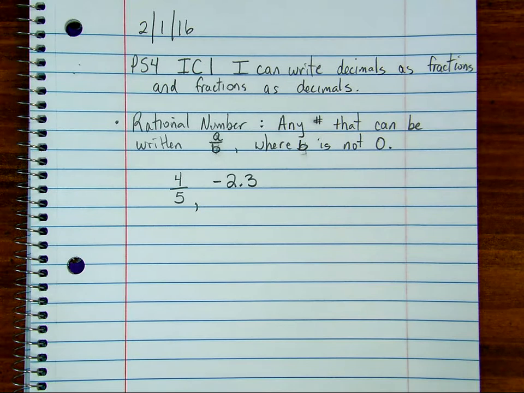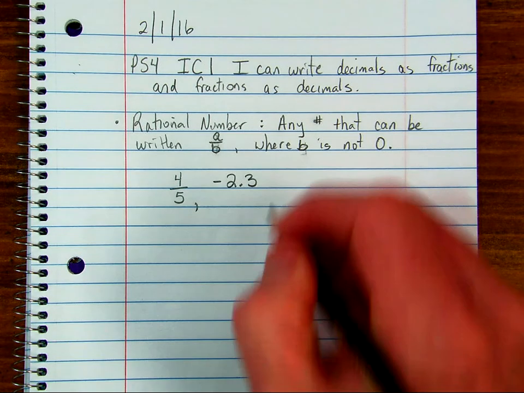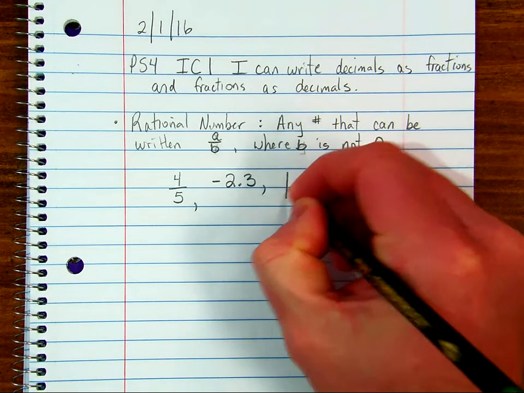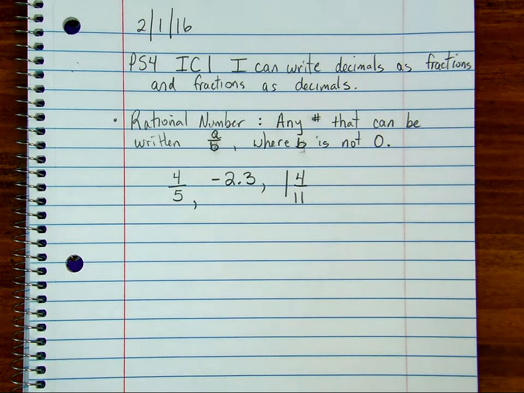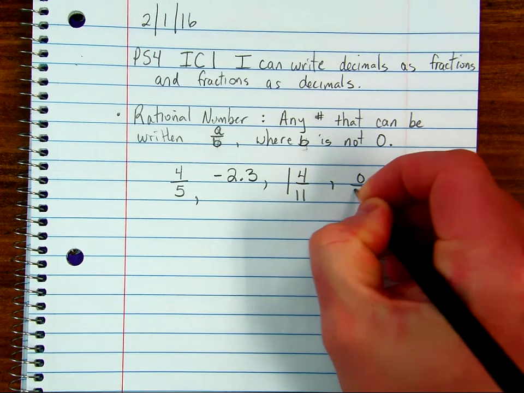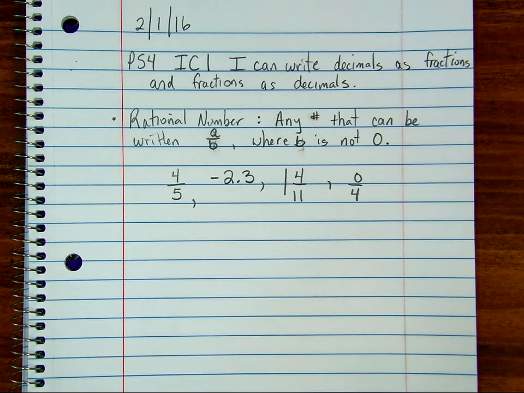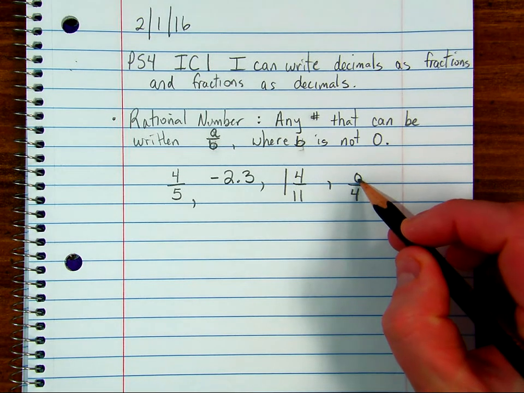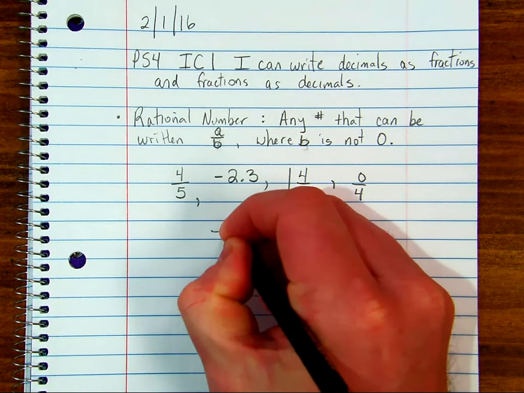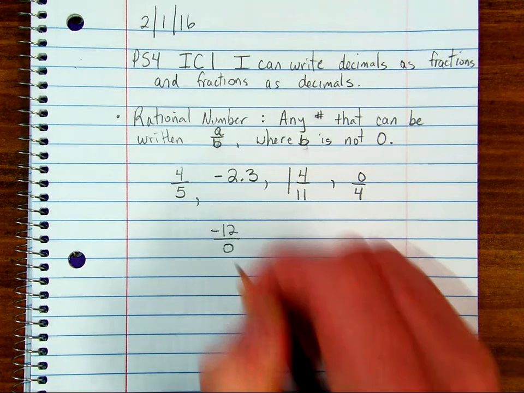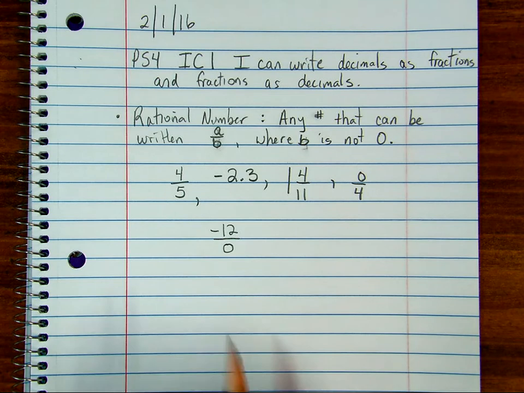Negative 2.3 is a rational number. 1 4/11 is a rational number. 0 over 4. We can have 0 in the numerator. We just cannot have 0 in the denominator. This is not a rational number.